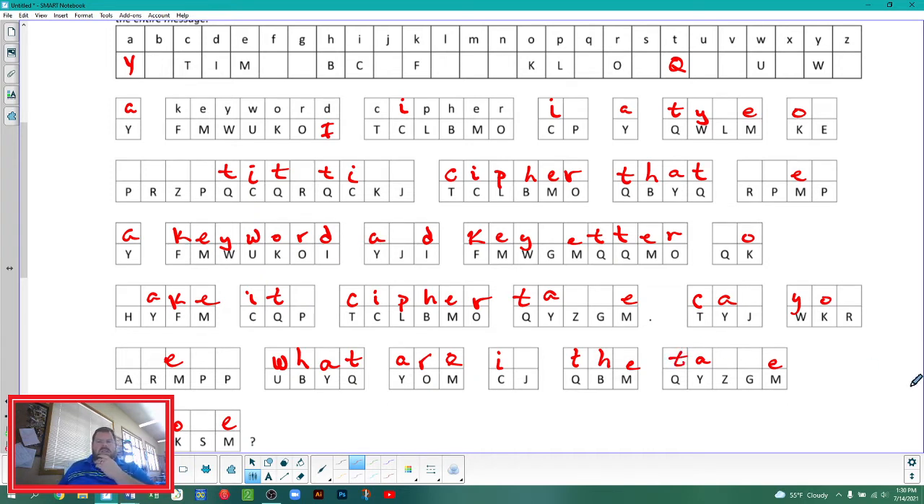Okay. Now what else can I figure out? Oh, there's another Q. I missed one. So it says a keyword cipher blank, a blank. Okay. This kind of feels like the word type. I'm taking a guess there. Oh, I guess it's not a guess. I just missed an L. Okay. So a keyword cipher, this probably is.